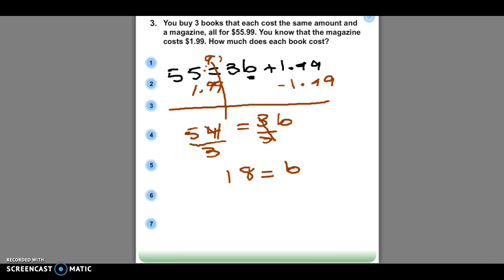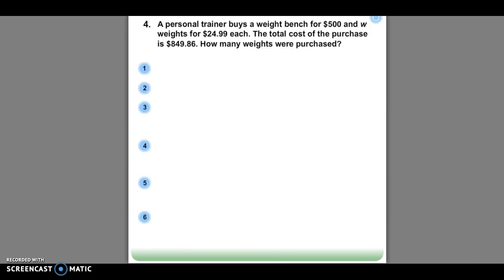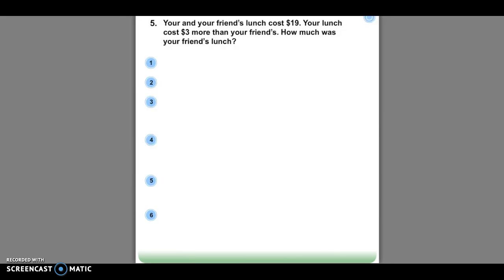Alright, so let's try a different problem. This one says that yours and your friend's lunch costs $19. Your lunch costs $3 more than your friend's. How much was your friend's lunch? So here we're trying to figure out how much was your friend's lunch. It says that yours costs more than your friend's, and we do not know how much your friend's was. So we have your lunch plus your friend's, and that's supposed to give us $19.